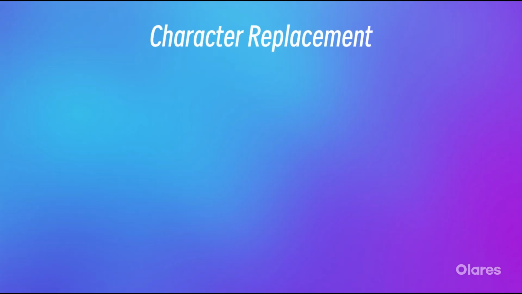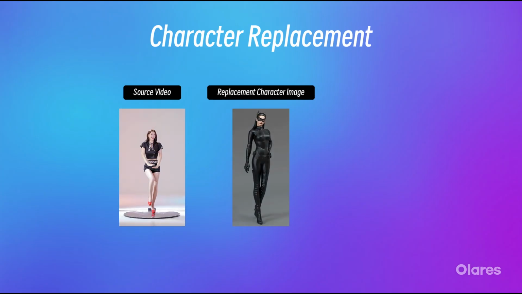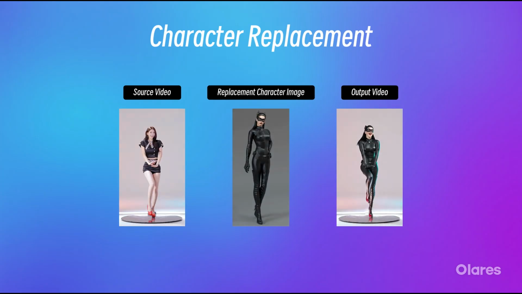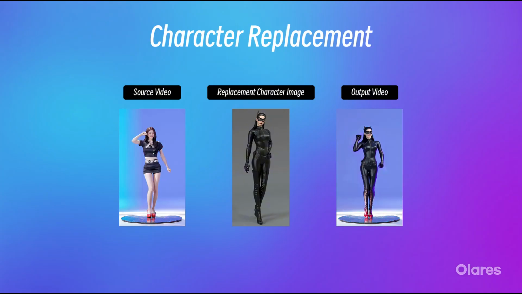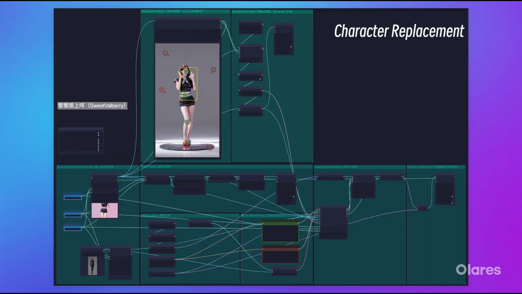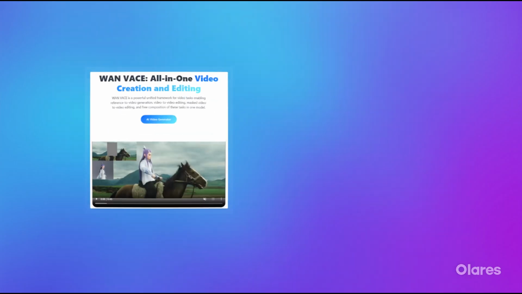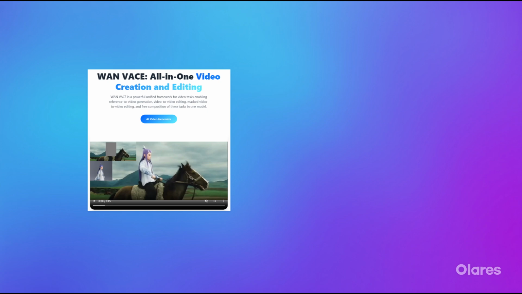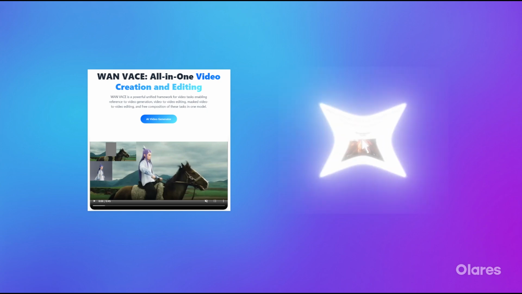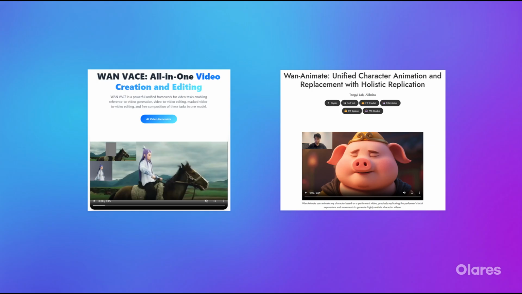Wan Animate also supports character replacement, swapping the character in the original video with a new one while keeping the background unchanged, and the results are excellent. However, this workflow requires video matting using Segment Anything 2, which involves a more complex node setup. Overall, VACE is a versatile all-in-one editing solution, while Wan Animate focuses on motion transfer and character replacement. Mastering both lets you handle 90% of common scenarios easily.